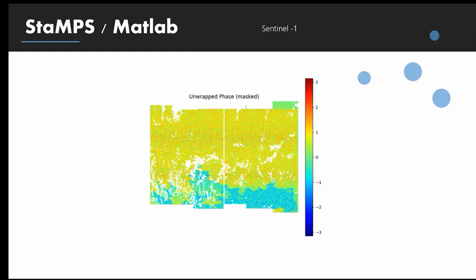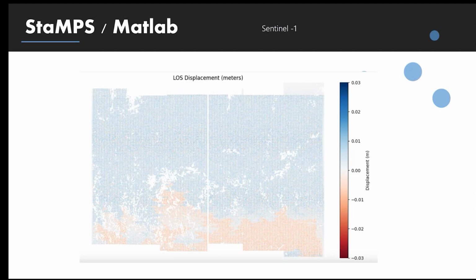So this one is the unwrapped phase. This is a color-coded map showing how the radar phase changed, which hints at movement toward or away from the satellite. Big shifts in color, like yellow to blue, might suggest ground movement. And the last one is the line of sight, LOS displacement. This is the final deformation map. It shows up to 3 centimeters of motion, especially in the southern part of the area.